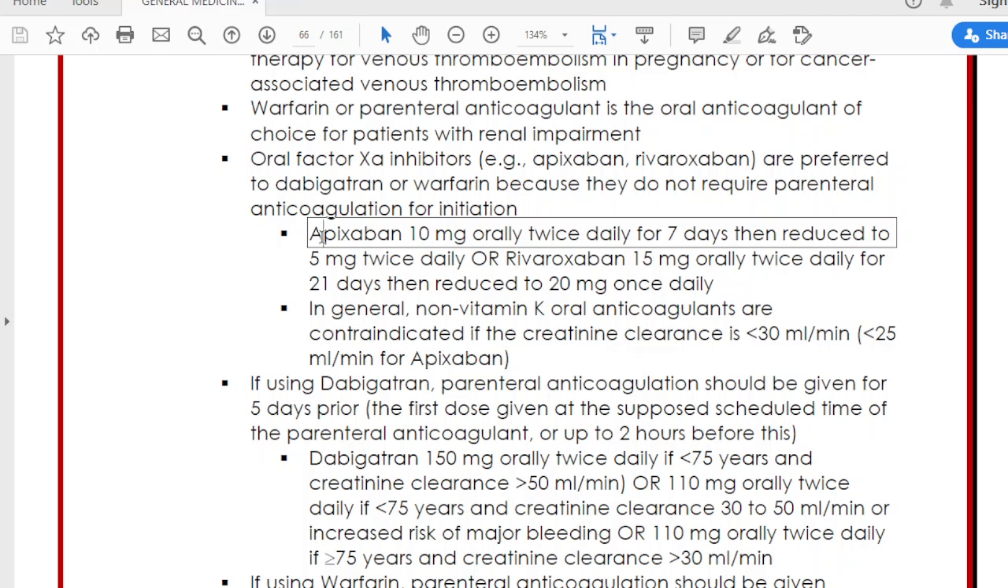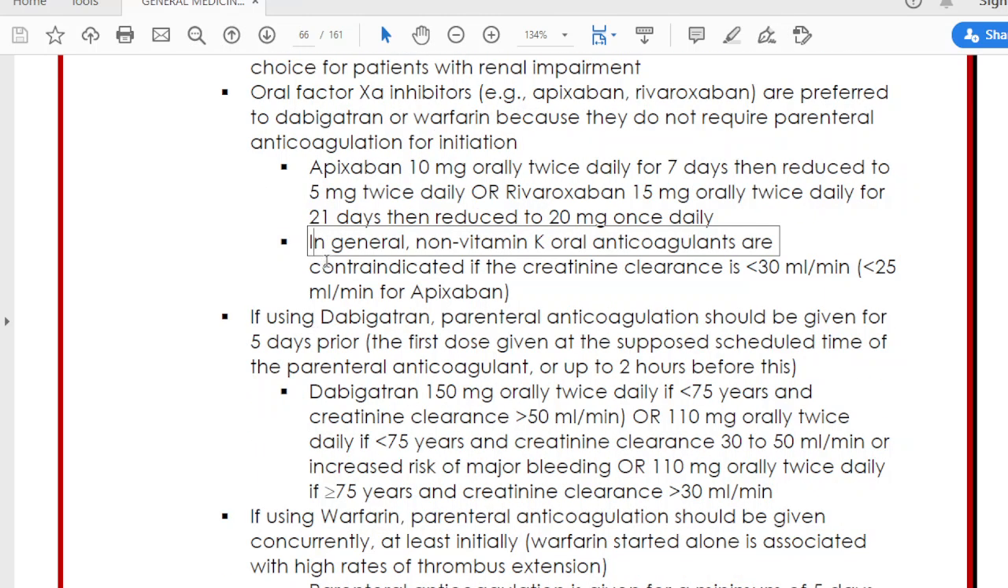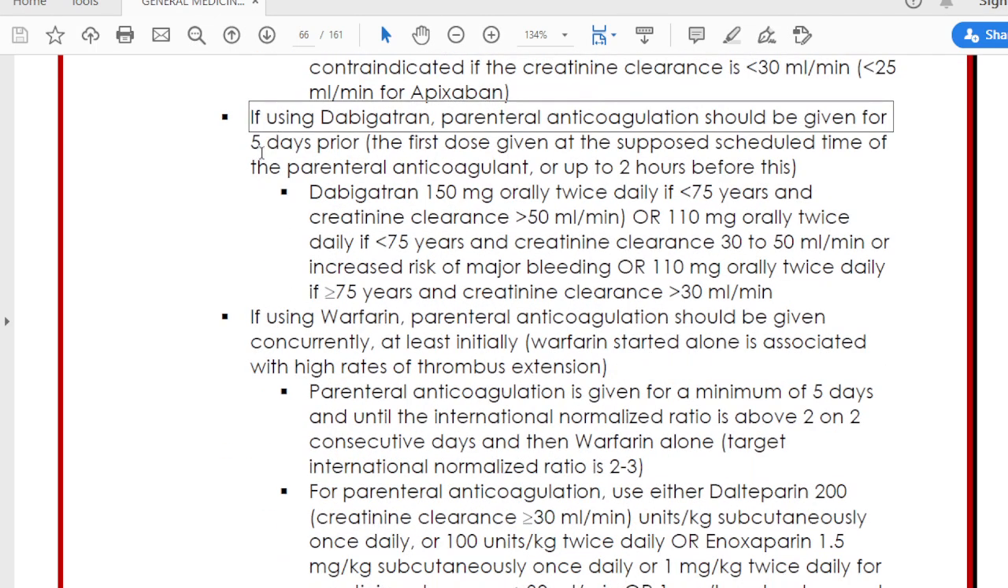Apixaban 10 mg orally twice daily for 7 days, then reduced to 5 mg twice daily, or rivaroxaban 15 mg orally twice daily for 21 days, then reduced to 20 mg once daily. In general, non-vitamin K oral anticoagulants are contraindicated if the creatinine clearance is less than 30 ml/min, and less than 25 ml/min for apixaban. If using dabigatran, parenteral anticoagulation should be given for 5 days prior, the first dose given at the supposed scheduled time of the parenteral anticoagulant, or up to 2 hours before this.